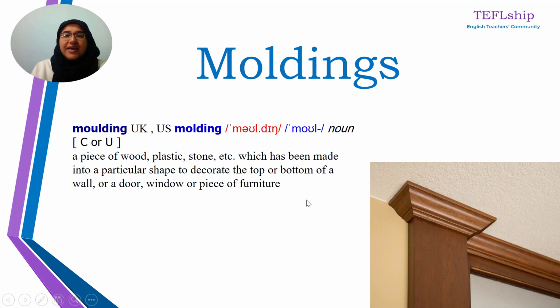Molding. If you look around your house, you might actually find that there are moldings around you. They are used for decoration or for protecting the wall. They could be made of wood, plastic, stone, or any material.